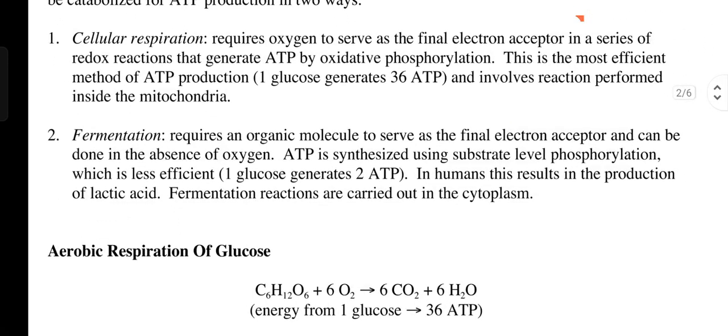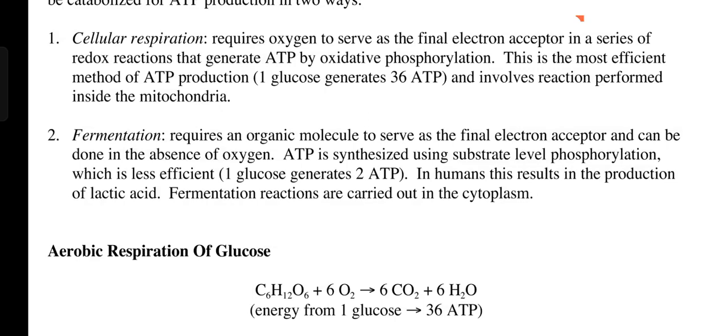Number one, cellular respiration requires oxygen to serve as the final electron acceptor in a series of redox reactions that generate ATP by oxidative phosphorylation. This is the most effective method of ATP production. One glucose generates 36 ATP and involves reactions performed inside the mitochondria.